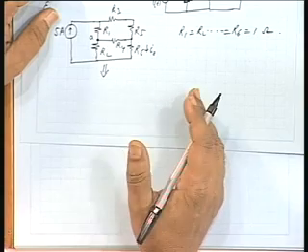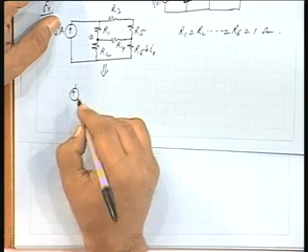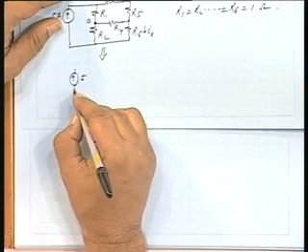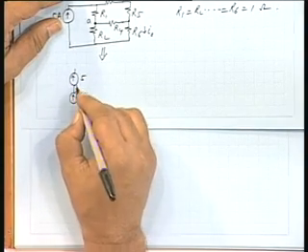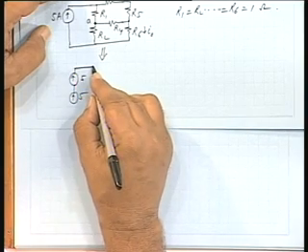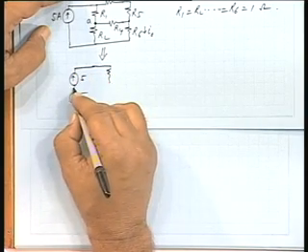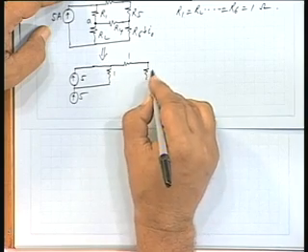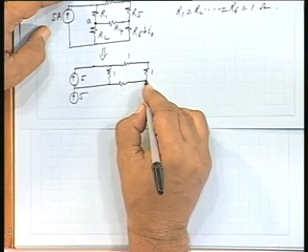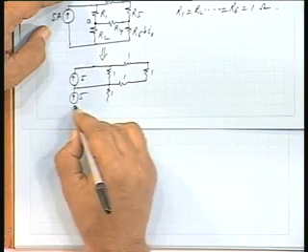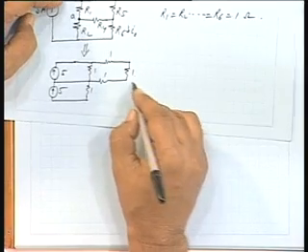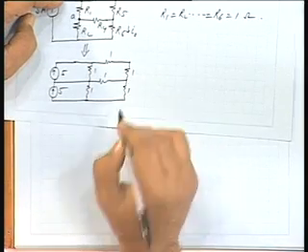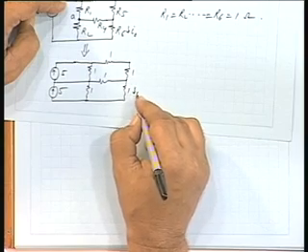You are asked to calculate I naught. This source can be replaced by 2 equivalent current sources as in this diagram. This is 5 ampere, and again this is 5 ampere. Now, I am putting 1 ohm, 1 ohm, 1 ohm, 1 ohm, 1, 1, and you are asked to calculate the current through this.